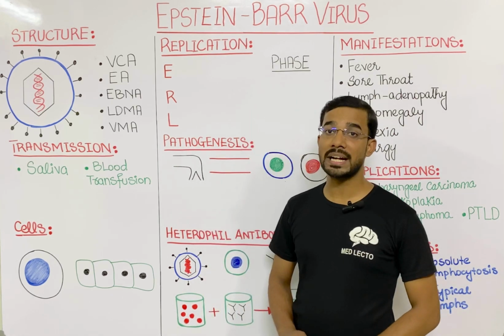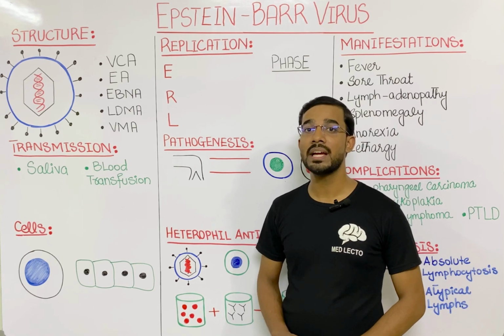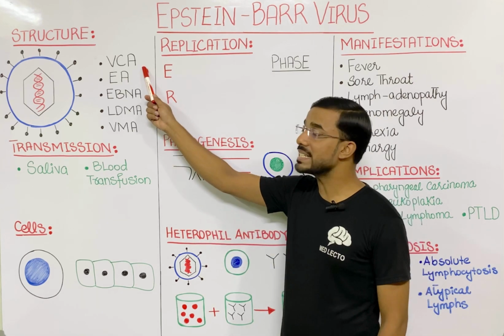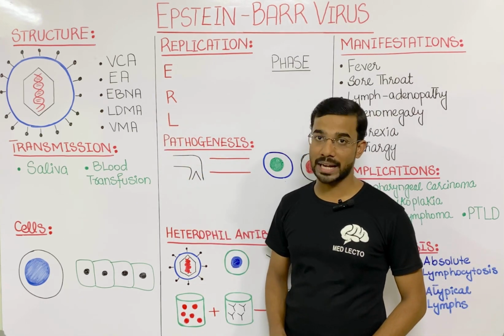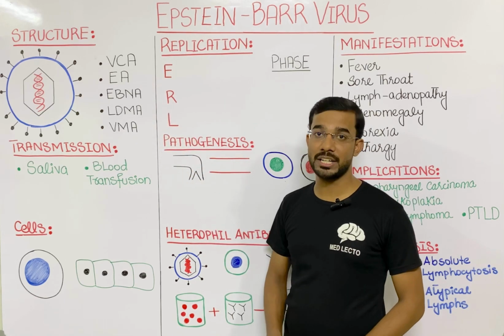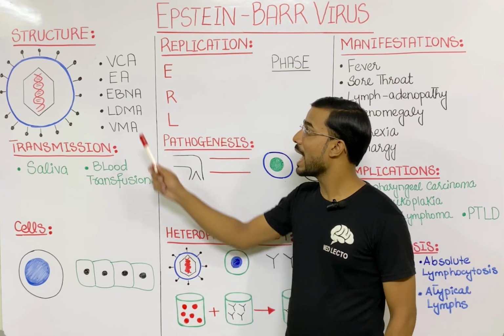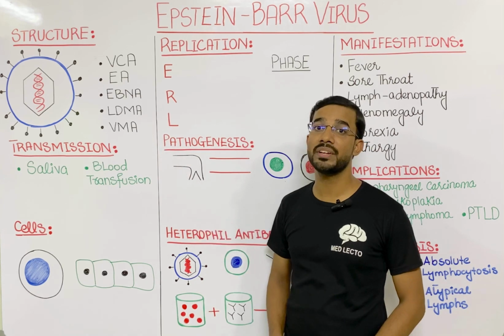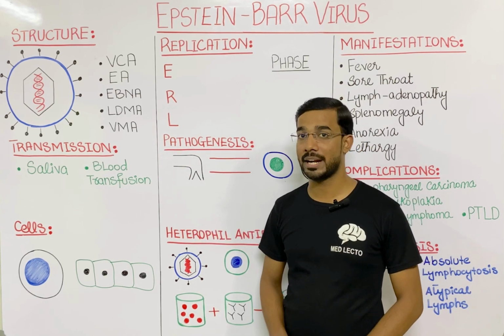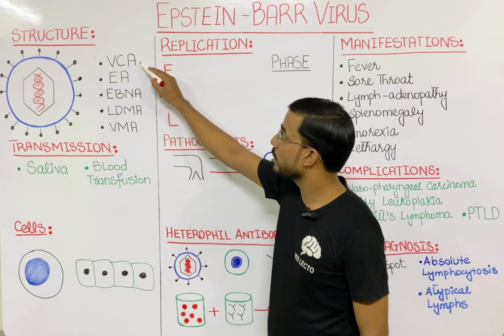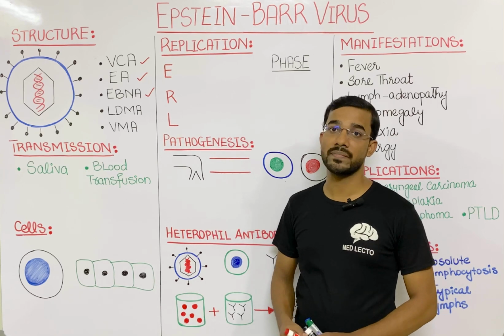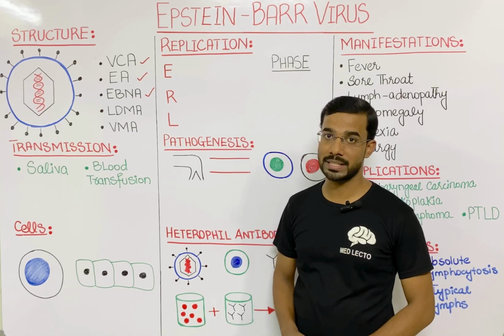The most important antigens used in the diagnosis of infectious mononucleosis are VCA, viral capsid antigen; EA, early antigen; EBNA, Epstein-Barr nuclear antigen; LDMA, lymphocyte determined membrane antigen; and VMA, viral membrane antigen. So the important antigens are VCA, EA, and EBNA. They will be used in the diagnosis of Epstein-Barr virus infection.